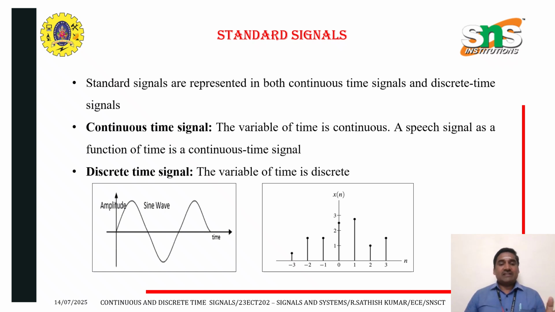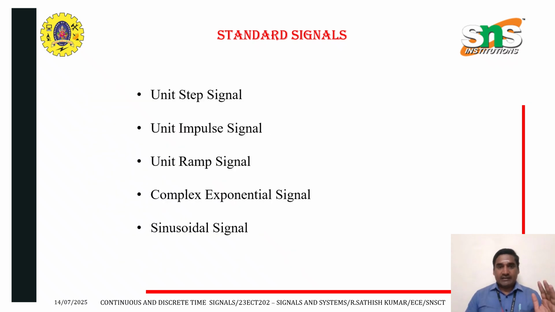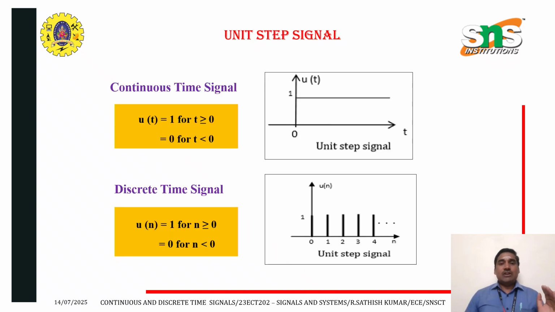The continuous time signal can be represented in terms of a sine wave with respect to time and amplitude. The discrete time signals are also shown with respect to n and x of n. Next, the types of standard signals are unit step signal, unit impulse signal, unit ramp signal, complex exponential signal, and sinusoidal signal. Now we can see the unit step signal.